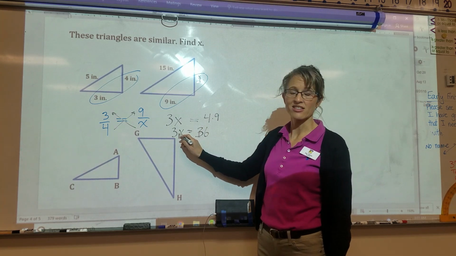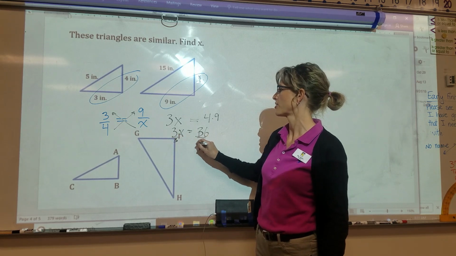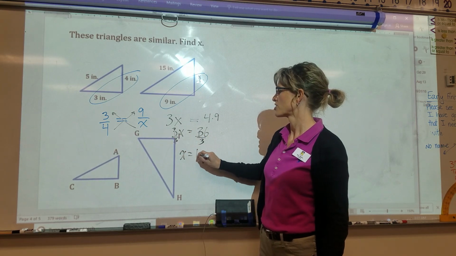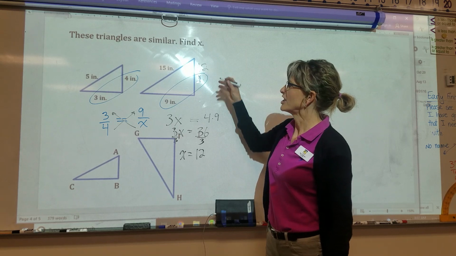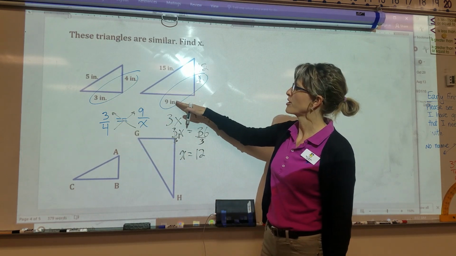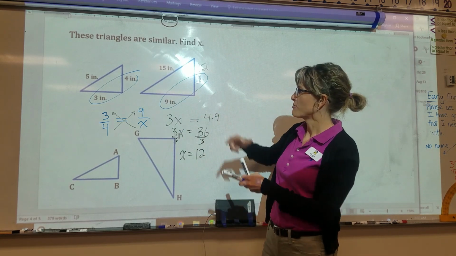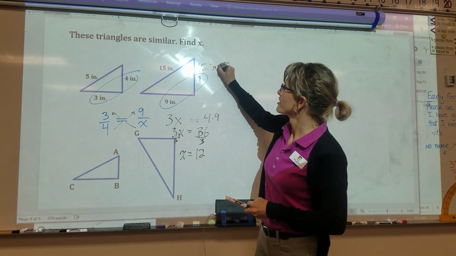To find x, 3 times what would be 36? I'm going to divide by 3 on both sides. x gives me 12. Put a 12 right here, and does it look about right? This one is a little bit bigger than the 3, and this is a little bit bigger than the 9, and it's proportionate. So that's how we find our missing side length. We'll put some units on there, inches.